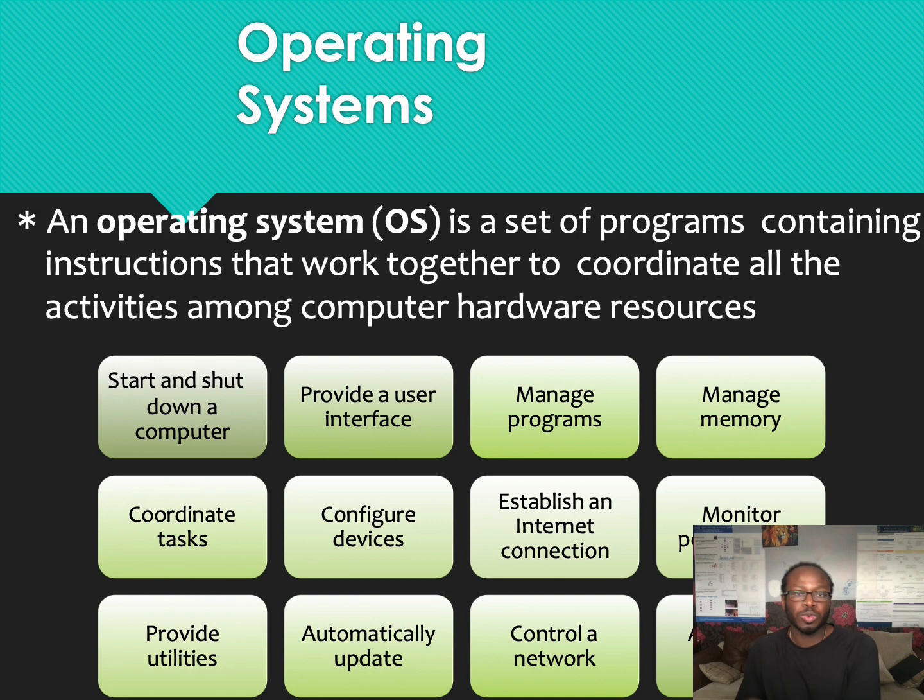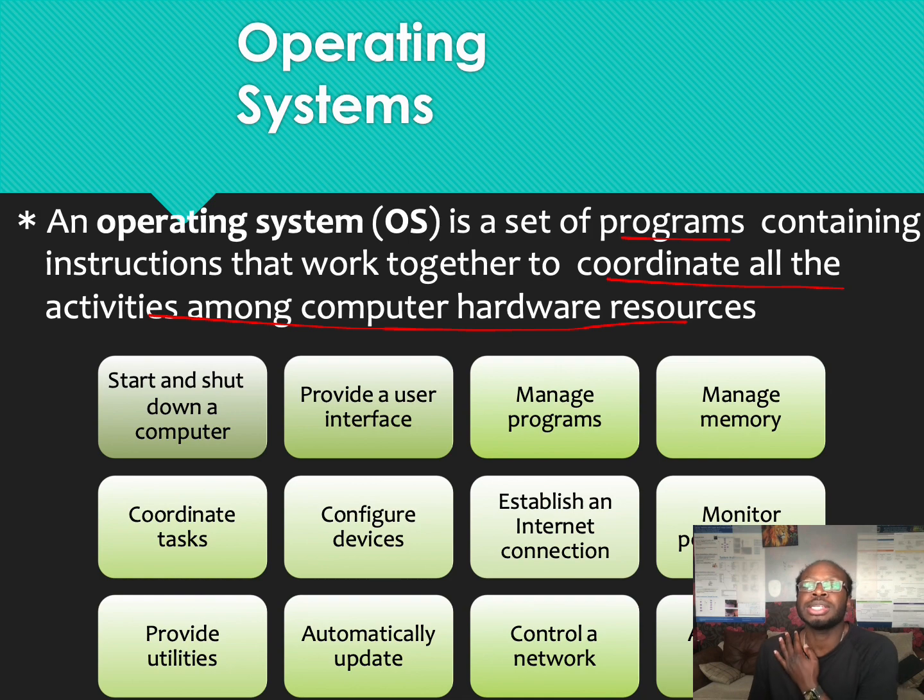So, what is the operating system? What does it do? It's basically a set of programs, made of code and other things, containing instructions that work together. The operating system coordinates all the activities among the computer hardware resources.